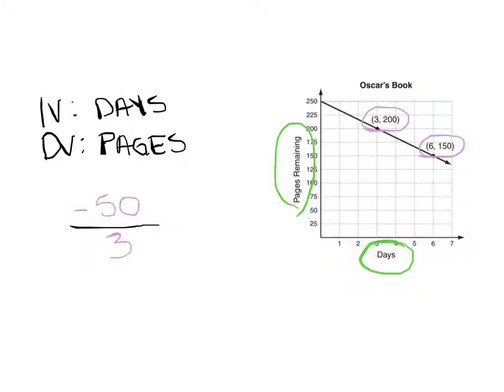And we can simplify that fraction a little bit. It's not really simplifying so much as dividing. Negative 50 divided by 3 is going to get us negative 16.7 approximately. So the pages remaining is changing, going down by 16.7 pages per day. So remember, when you're finding the rate of change, you need to find the change in the dependent variable over the change in the independent variable, and that ratio will tell you the rate of change for your situation.